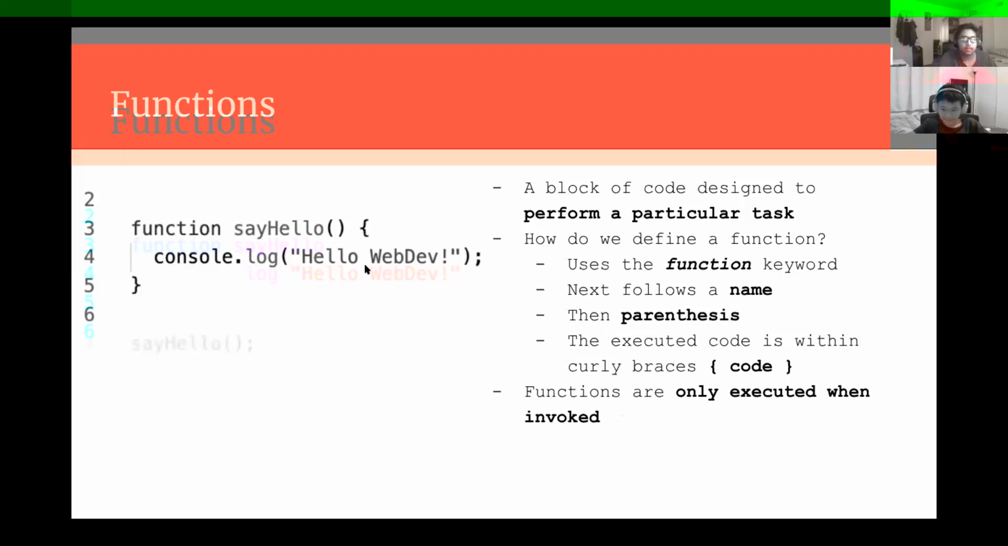So if we add this line, say hello, and make sure that you have these brackets, then you'll see that we can now run this code and it will print out hello web dev to the console. Again, when you're invoking the function, you just call the function name and you use the brackets.